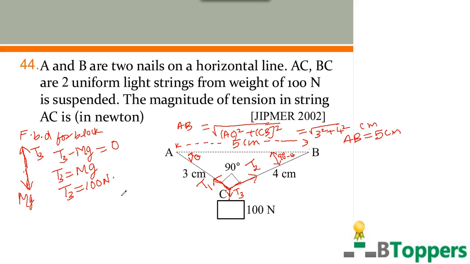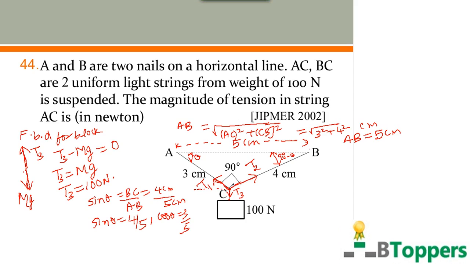From this figure, you can observe that sine theta is equal to the length of the side opposite theta divided by the length of the hypotenuse, that is BC by AB. So 4 centimeters by 5 centimeters. So you get sine theta equal to 4 by 5. From that you get the value of cos theta equal to 3 by 5. Now you can apply Lami's theorem for the forces acting at the point C. The angle between the two tensile forces T1 and T2 is 90 degrees. What's the angle between T1 and T3?